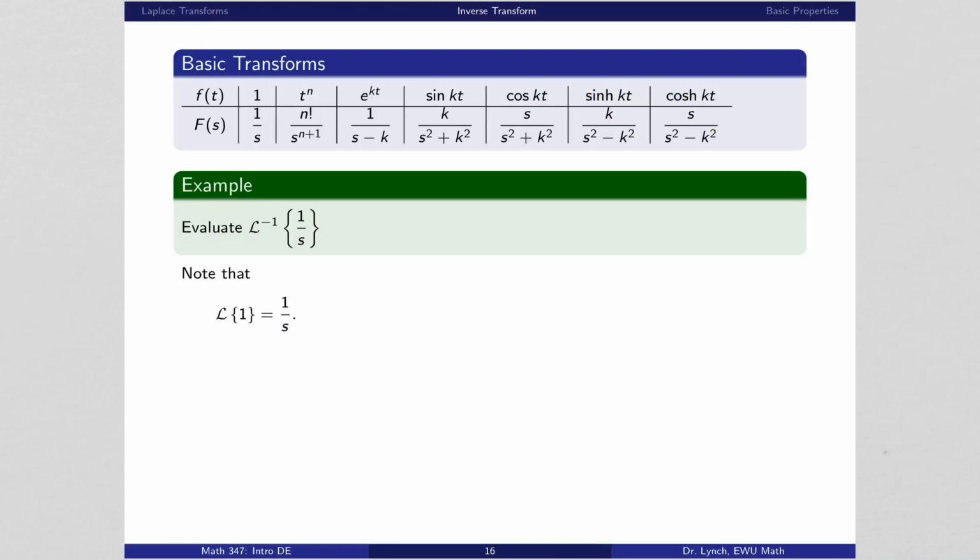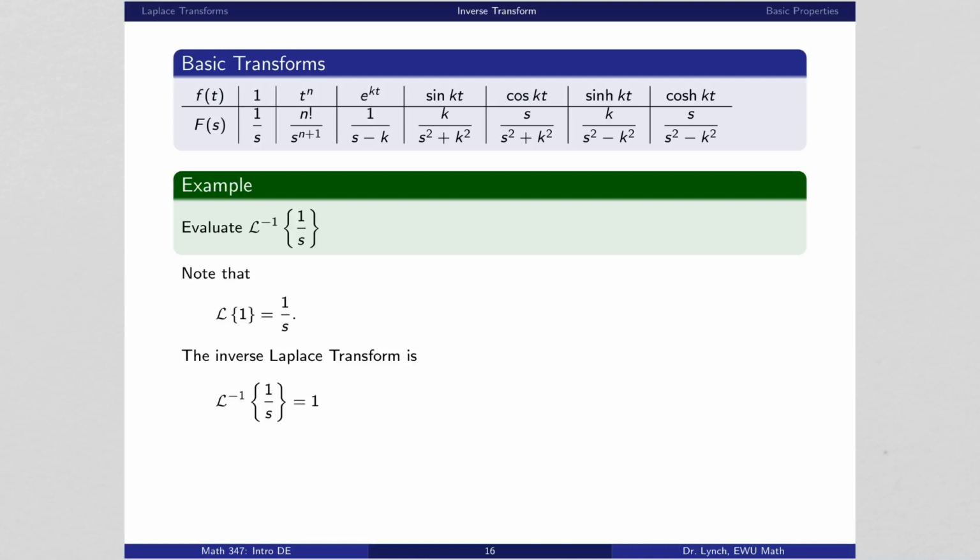Okay, so here's an example. Let's find the inverse transform of 1 over s. So you stare at your chart and you stare at the function you want to invert, and you realize that the forward transform of 1 is 1 over s. Therefore, the inverse transform of 1 over s is 1. Okay, so there's your very first inverse transform.